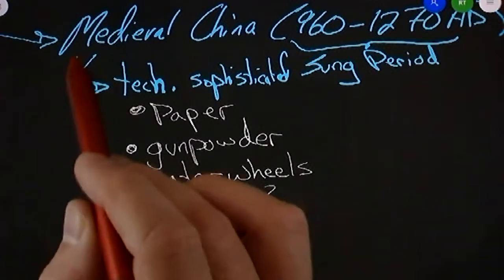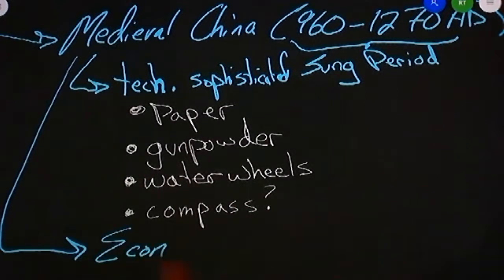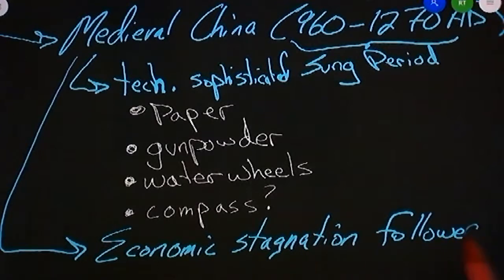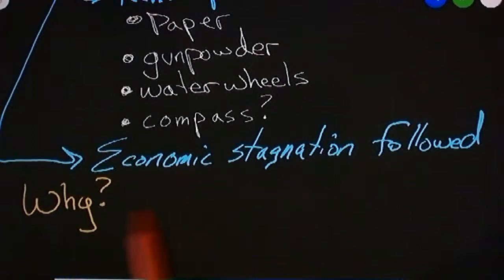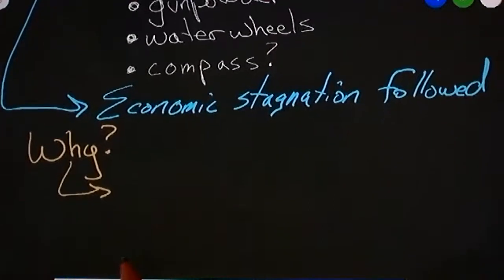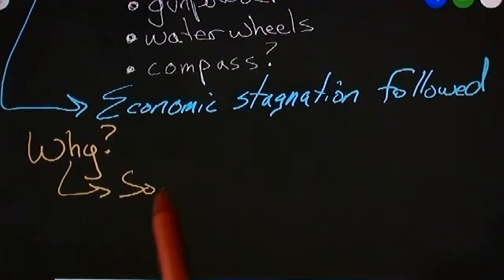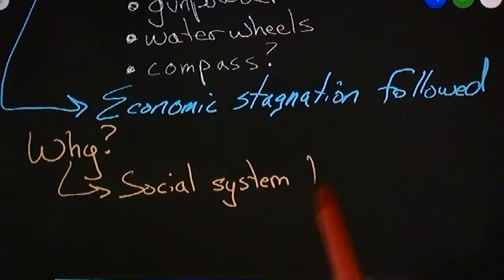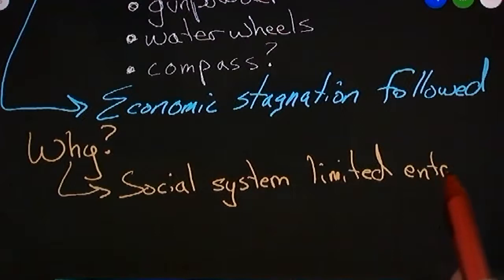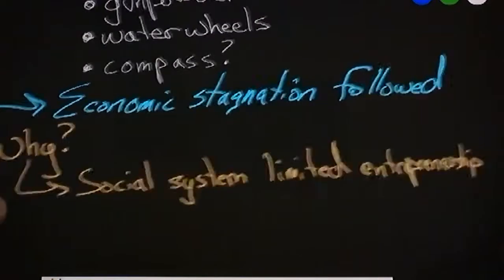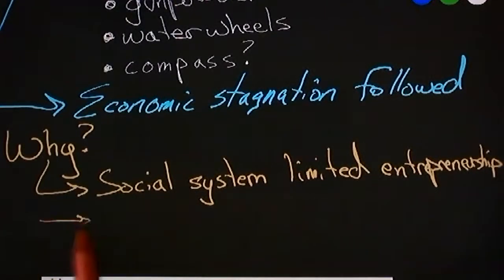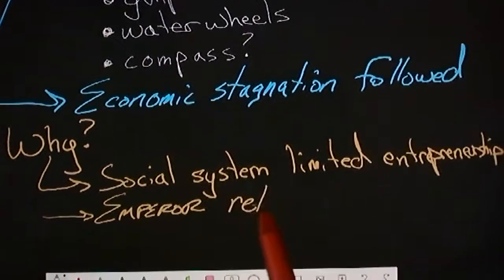But what happened afterwards? Essentially economic stagnation followed this period of great technological advance. And why was that? Well, the social system, essentially, it wasn't cool to be an entrepreneur or a manufacturer. The social system limited any kind of entrepreneurship. It was seen as less than. Why would you be doing that? And at the end of the day, too, the emperor, and he reigned forever, retained property rights.